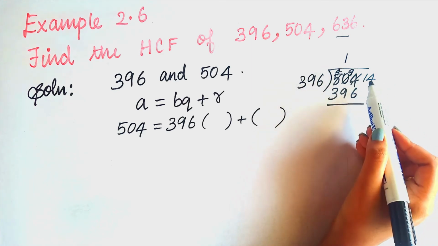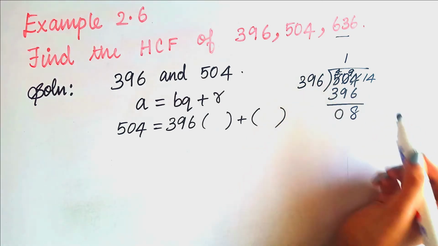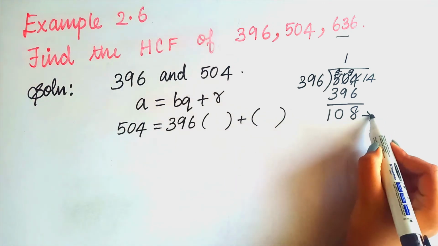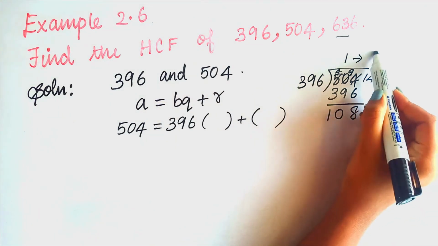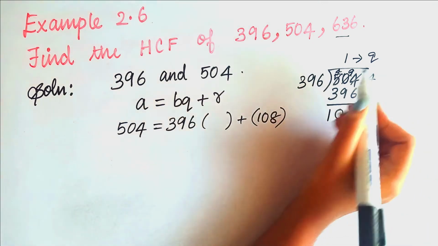So 6 minus 14 it will be 8, and 9 minus 9 it will be a 0, and 3 minus 4 it will be a 1. So 108 is our remainder and 1 is our quotient. Okay, so the remainder is 108 and the quotient is 1.